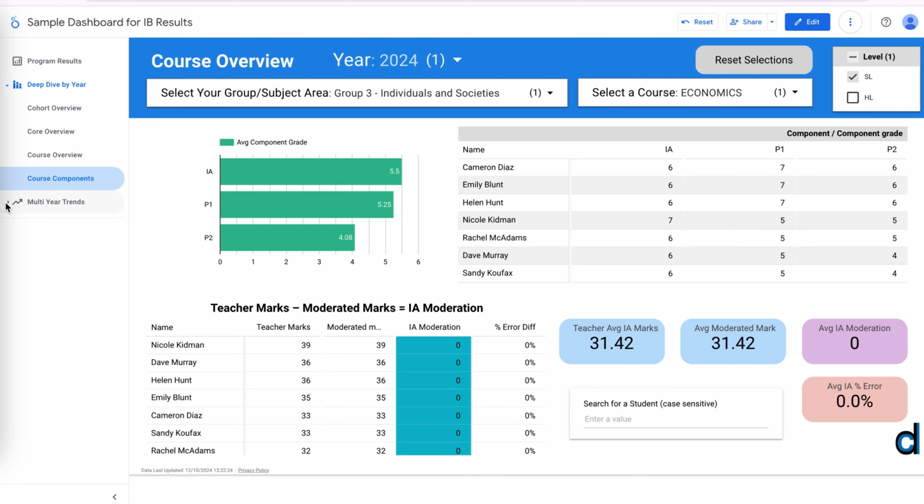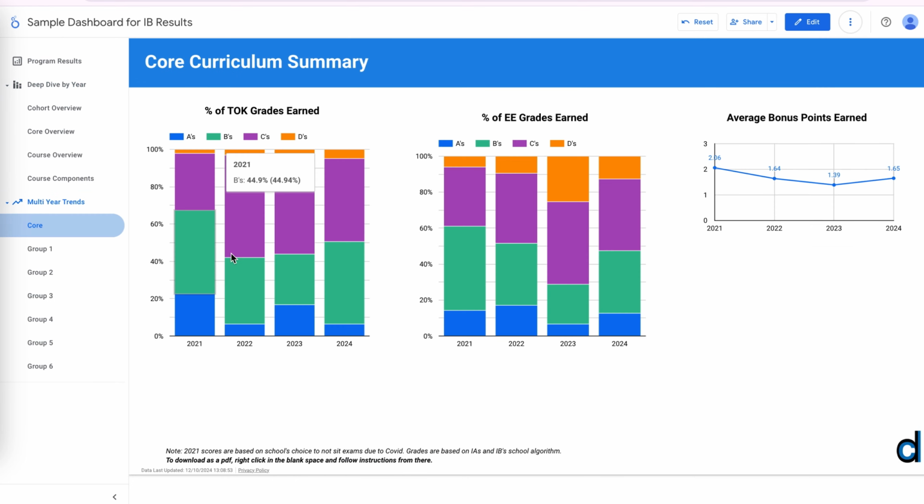And then beyond that, we have the multi-year trends. So we've got our core group here where you can see the distribution of your A's, B's, C's, and D's over the years for 2021 to 2024. This is a 4-year group, as we mentioned. And you can also see the distribution of the average of the bonus points here.